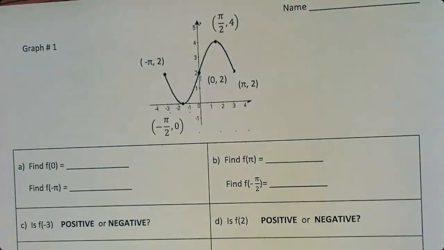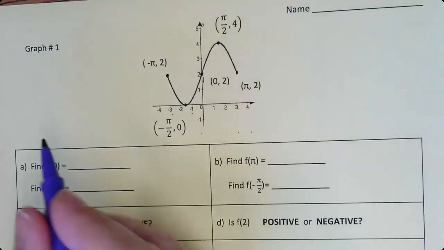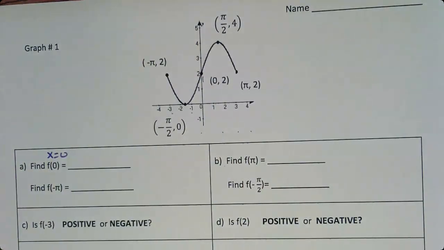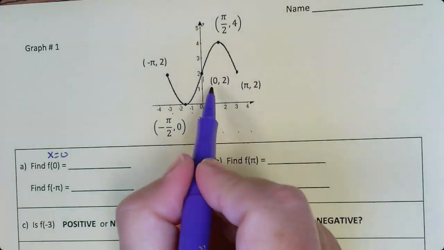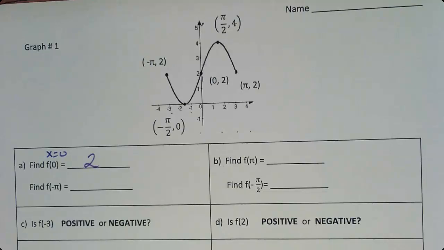So here we go. Find f of 0. Remember this is saying x equals 0. What does y equal? Here's x equals 0, so it equals 2. We want that y value.